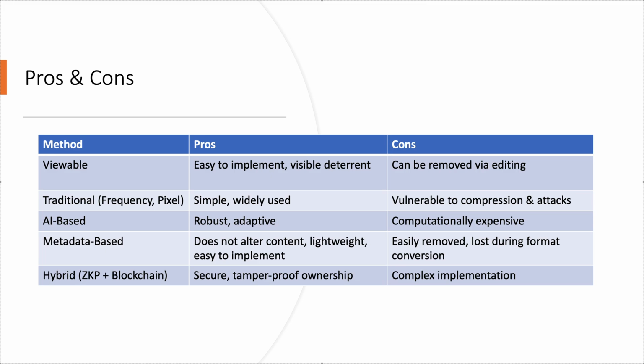So the key takeaway here is that your choice of watermarking method should be driven by your specific needs. What's your threat model? What's your budget? What's the value of the content you're protecting? Low security needs? Visible or metadata. Medium security with broad compatibility? Traditional methods. High security with budget for infrastructure? AI-based. Absolute maximum security for high-value assets? Hybrid approaches. There's a place for each of these in the watermarking ecosystem.